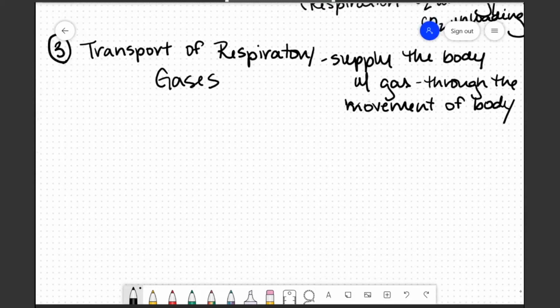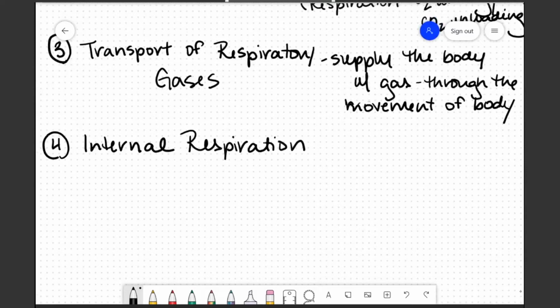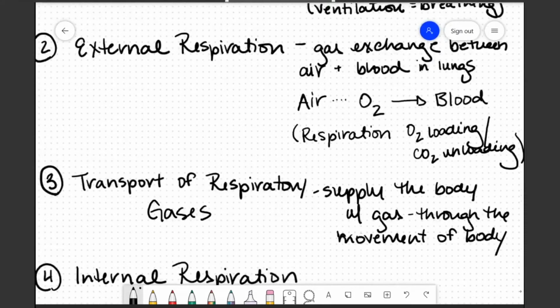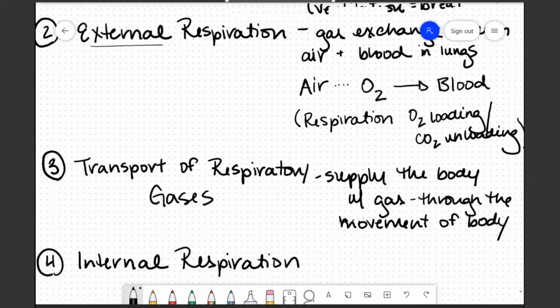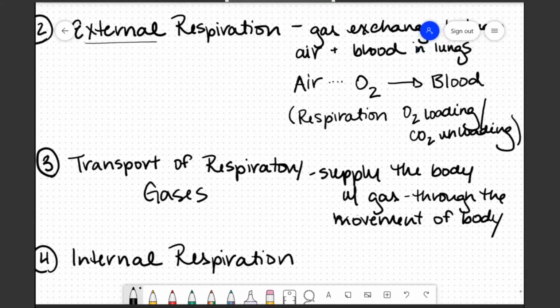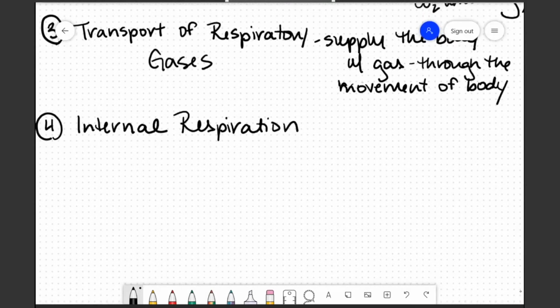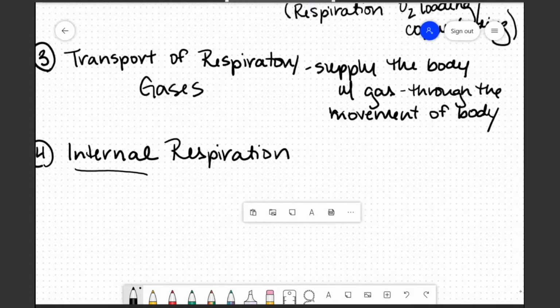Then step 4 is a process called internal respiration. Remember when we talked about external respiration, it was a gas exchange between the air and the blood in our lungs, and we were doing a loading and an unloading. We were loading in O2 because we just unloaded CO2. Keep that in mind, because that was external respiration. Now this is going to be internal respiration.